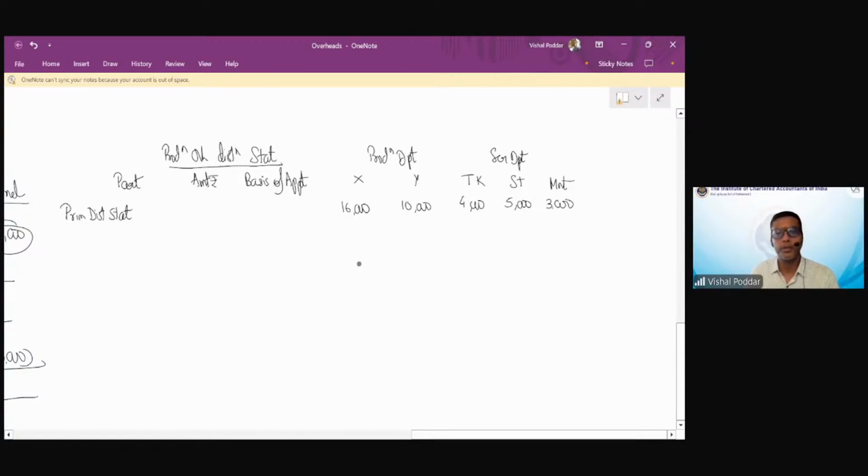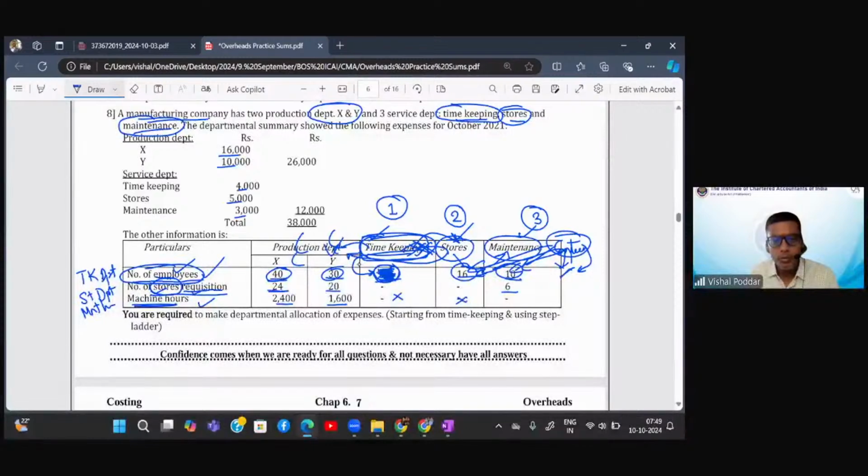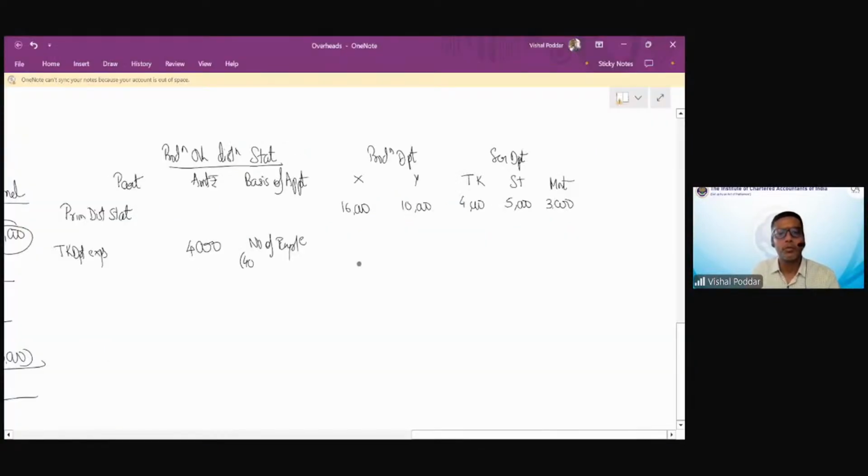Now I'll start with the first department, that is timekeeping department expenses. The amount is 4,000. The basis is number of employees. And it comes to 40, 30, 16, 10. So 40, 30, 16, 10 is 96, correct? So 4,000 divided by 96.